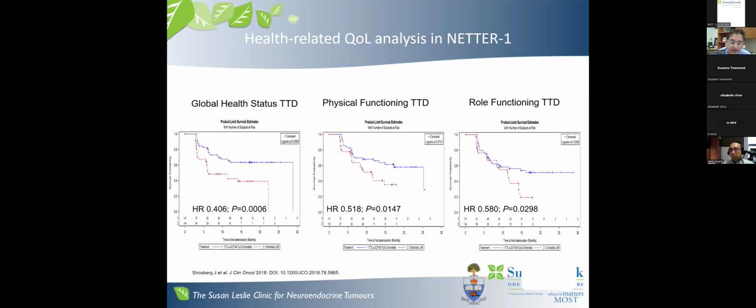When the study looked at health-related quality of life, it actually showed an improvement with lutetium dotatate in time to deterioration in global health status. And when we looked at the subscales, the global health status is defined by a score movement of more than 10, which is considered clinically meaningful. In physical functioning and role functioning, there was also an increased time to deterioration of quality of life. So not only was this helping prevent tumor progression, but it was actually improving quality of life in the neuroendocrine tumor patients.